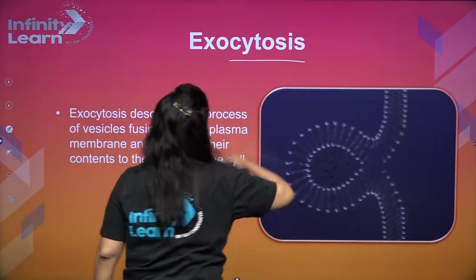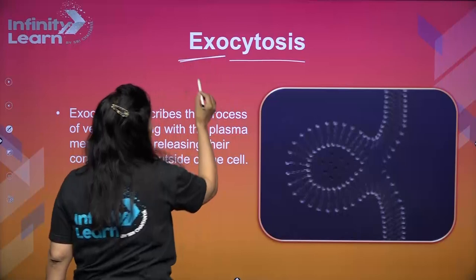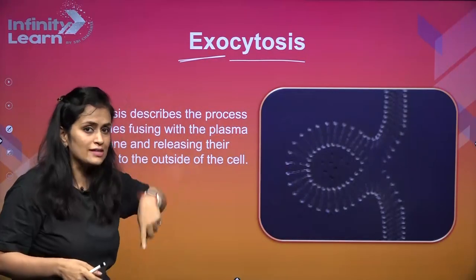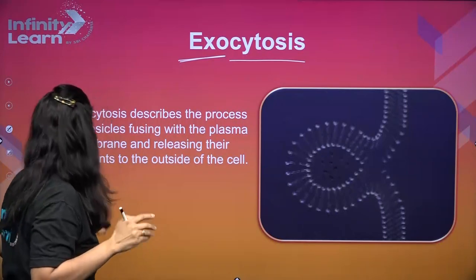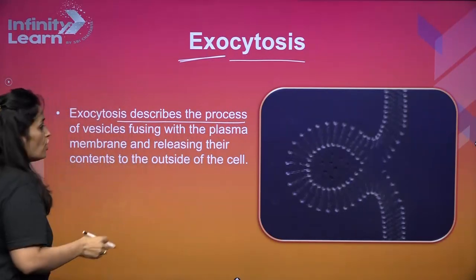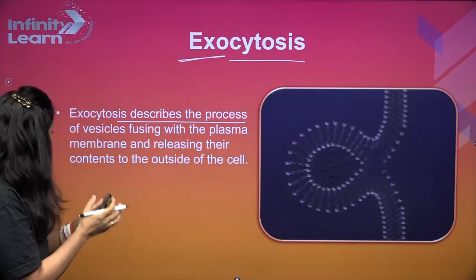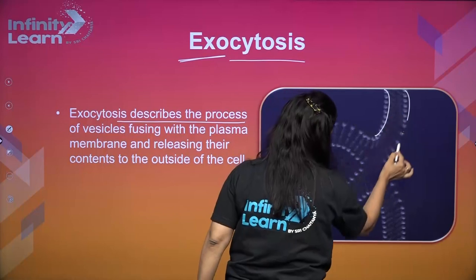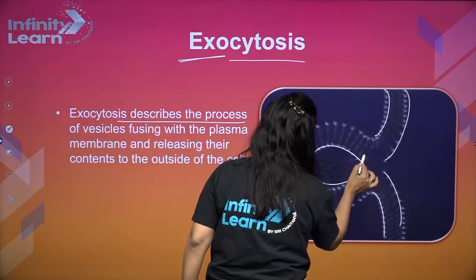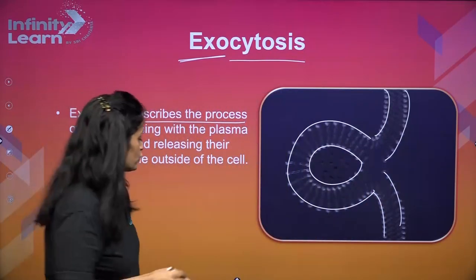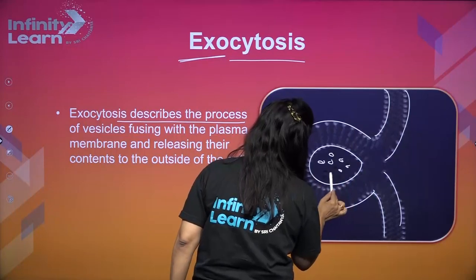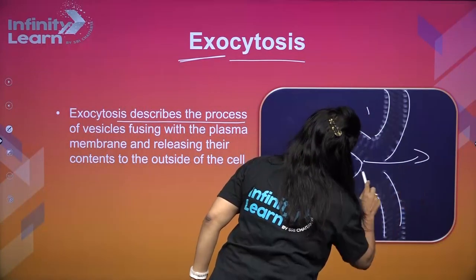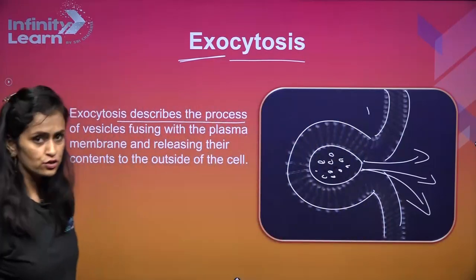Now, cytosis is basically cell. Exo is outside the cell, endo is inside the cell. Now, exocytosis, what happens? This exocytosis is a process wherein vesicles are formed from the plasma membrane and release the content outside the cell. This is the plasma membrane. You have formed vesicles over here, and when these vesicles have the substances, they come and get added to the plasma membrane, and that's how the substances will move out. So that is exocytosis. All right.